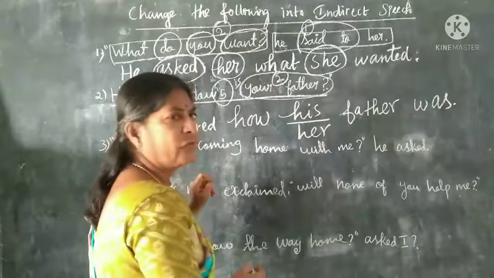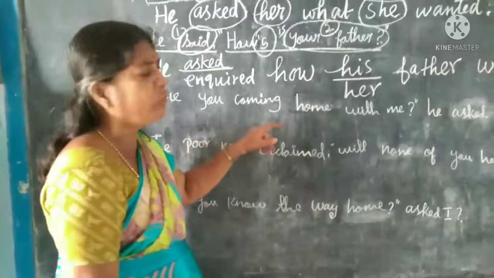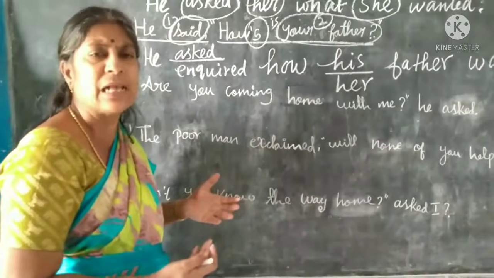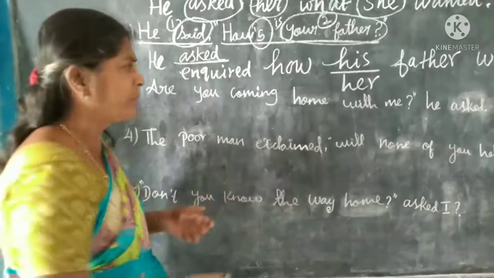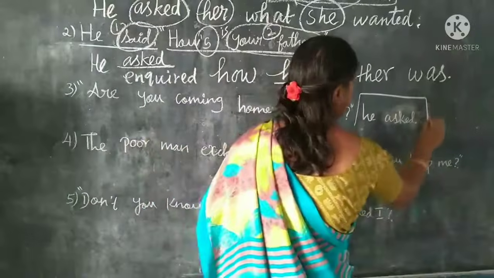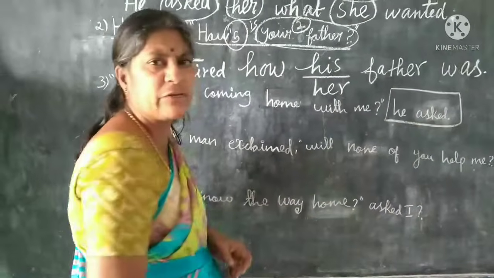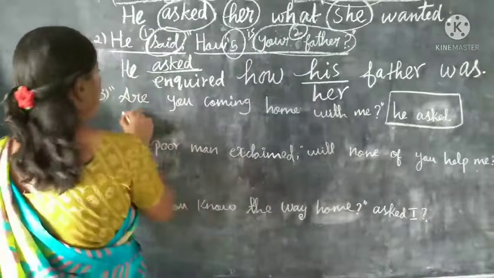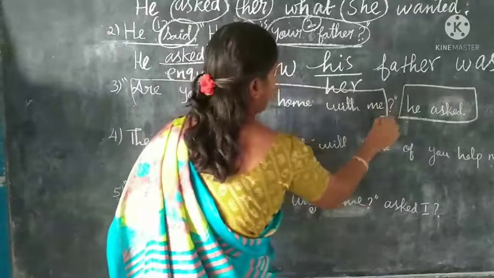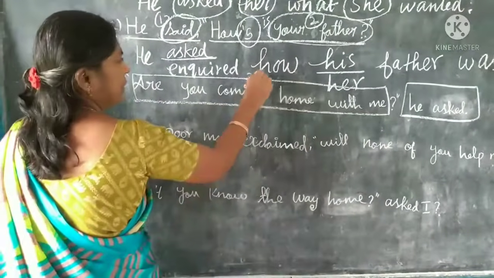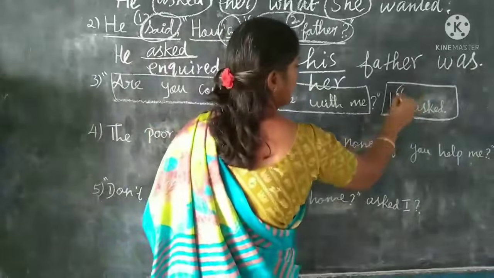Let us see the third one. Are you coming home with me? He is asking. Somebody is asking. Are you coming home with me? So this is the first part. He asked. In the question itself it is given, asked. Next, are you coming home with me? is the second part. It's the second part. He asked is the first part.